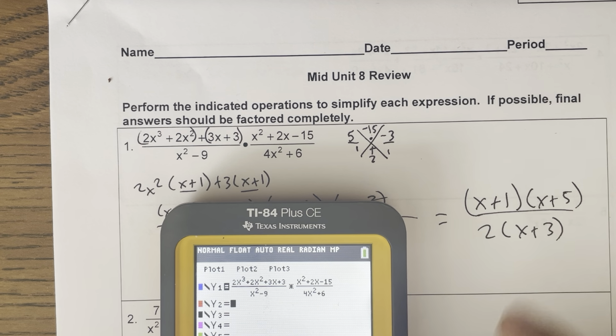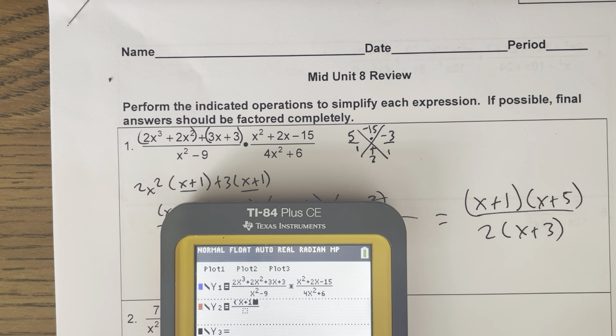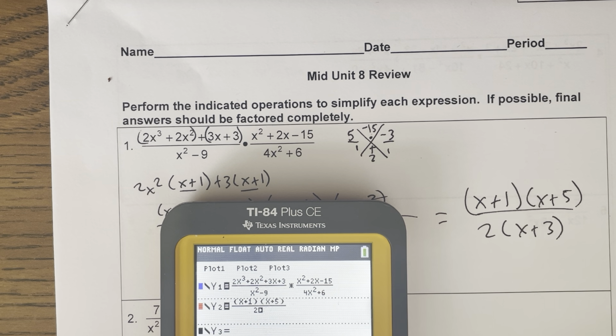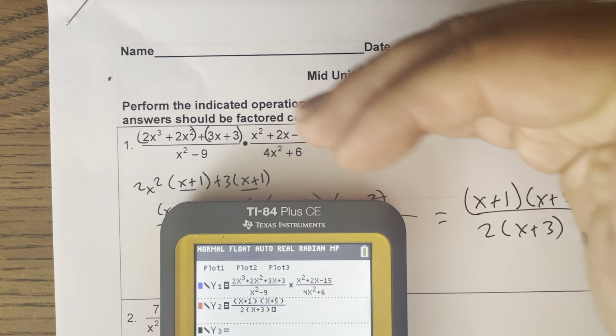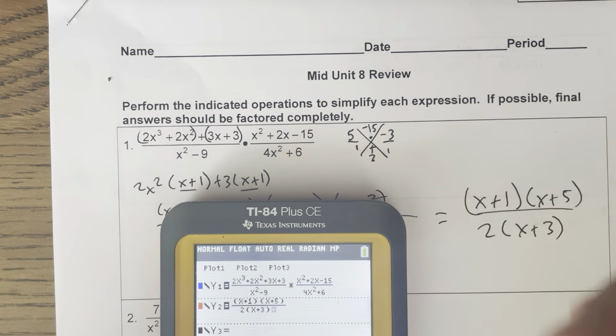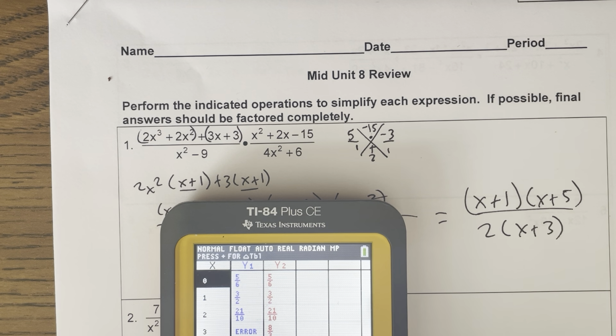Then in y2, we'll put our answer. So we've got x plus 1, x plus 5, and then 2x squared plus 3. If we did this correctly, since we just factored it, it should be the same exact graph. We could go to the graph, or the easiest way is to go to the table and see, are the numbers the same?